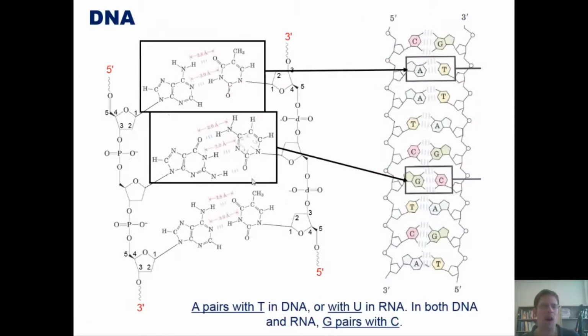So if I look at two complementary strands of DNA, you'll notice that I've got the sugar-phosphate repeating backbone right here on one strand, and the same on another strand over here. You'll also notice that I've got right here an A pairing with a T, and right here I've got a G pairing with a C.